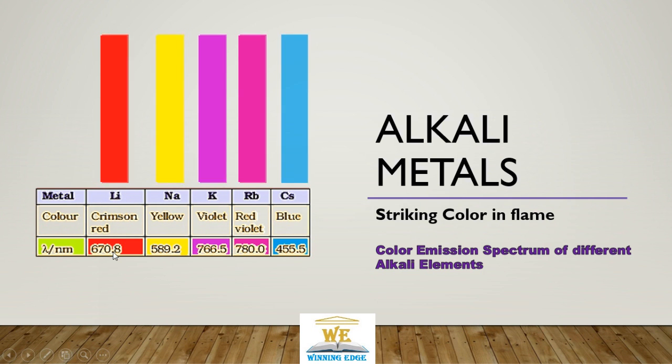Lithium gives crimson red, which emits light around 670 nanometers. Sodium produces the yellow spectrum, around 589. Violet light comes from potassium, rubidium gives red violet, and cesium almost blue.